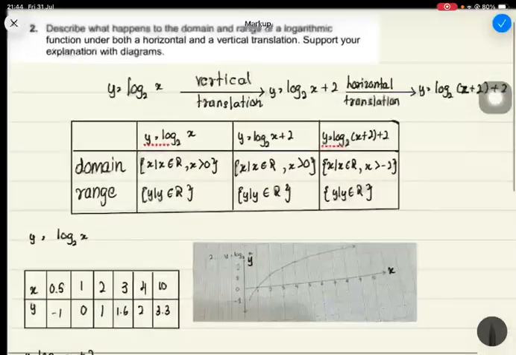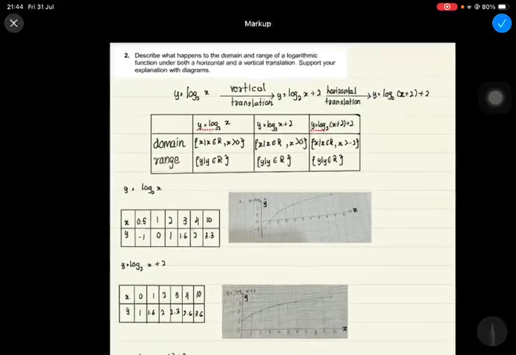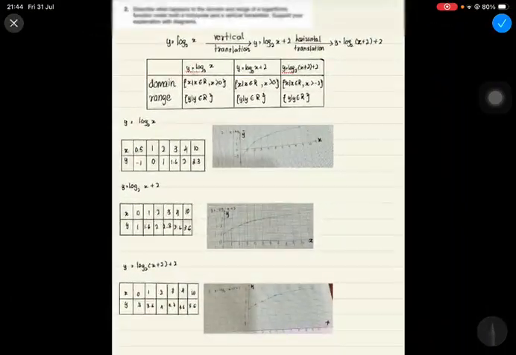So we have to find the domain and range for each. For y equal to log x base 2, x belongs to real numbers and x is greater than 0. For y equal to log x base 2 plus 2, the domain is x belongs to real numbers and x greater than 0. For y equal to log of x plus 2 base 2, x belongs to R and x is greater than minus 2. For the range, y belongs to real numbers. They are the same.